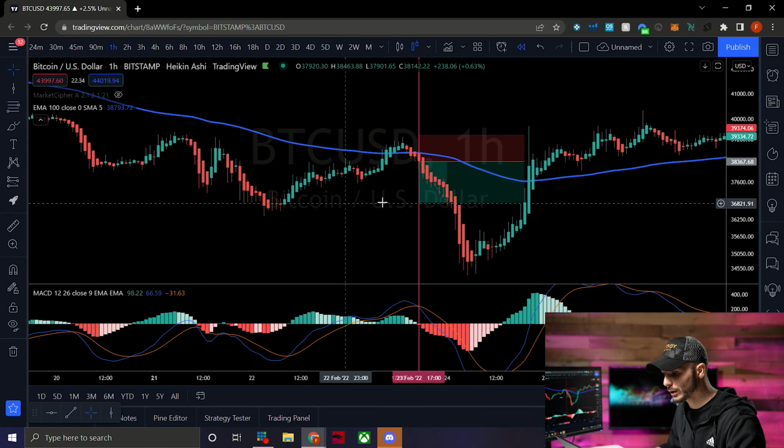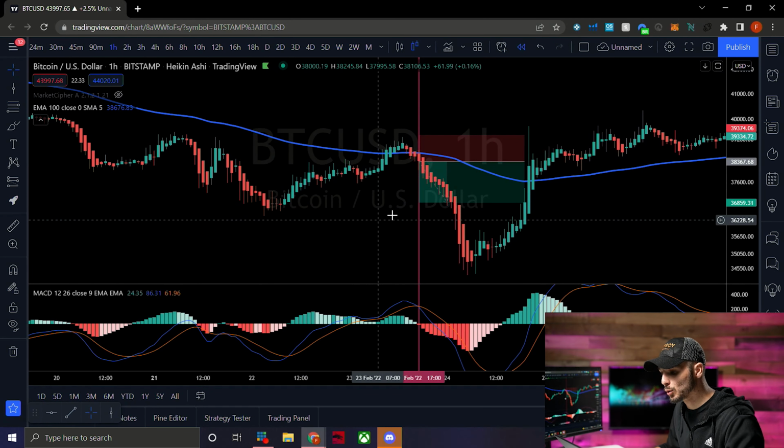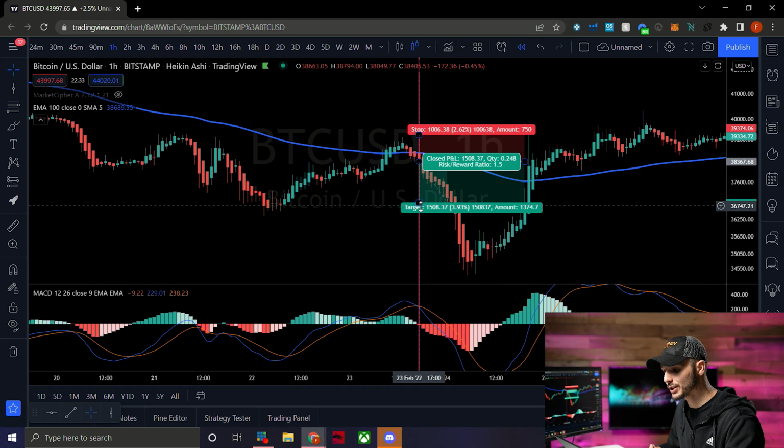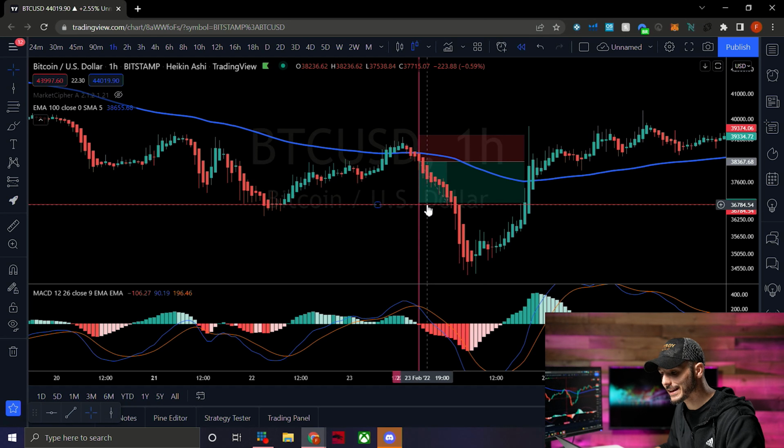And you will see if you look here with a 1.5 risk to reward ratio, you would be taking either your whole position out here or part of your position. And if you draw a horizontal line, you will notice that you're taking your profit right before this swing low right here, right?